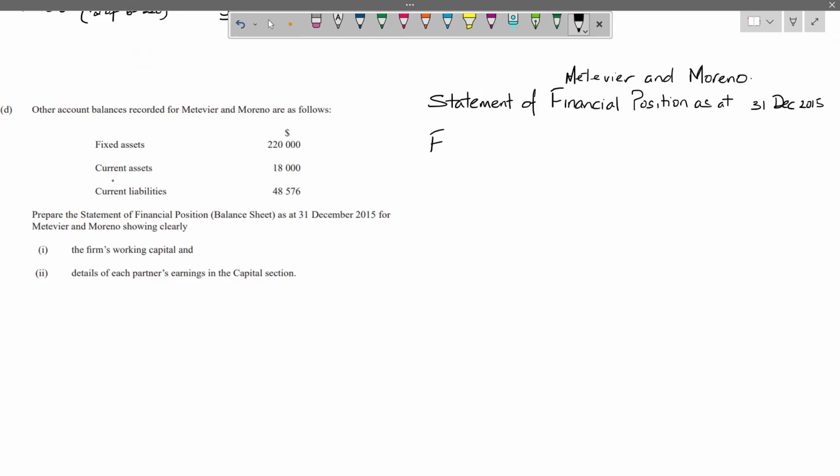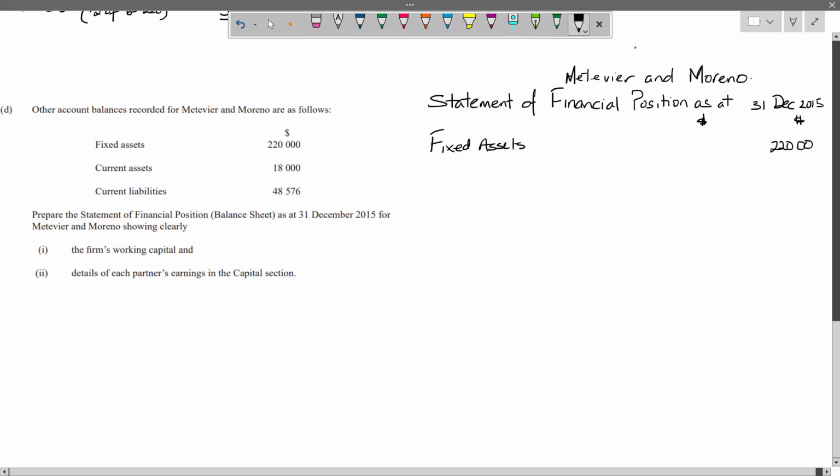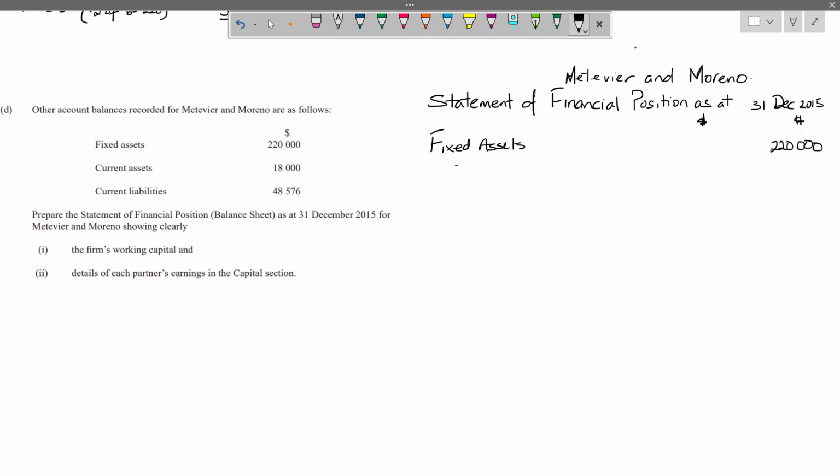We start with our fixed assets. Here we could use two columns. Again, it's a simple statement of financial position, so you don't need as many columns as we usually would when we're doing the sole trader account. So you have 220,000. They want us to clearly show the working capital.